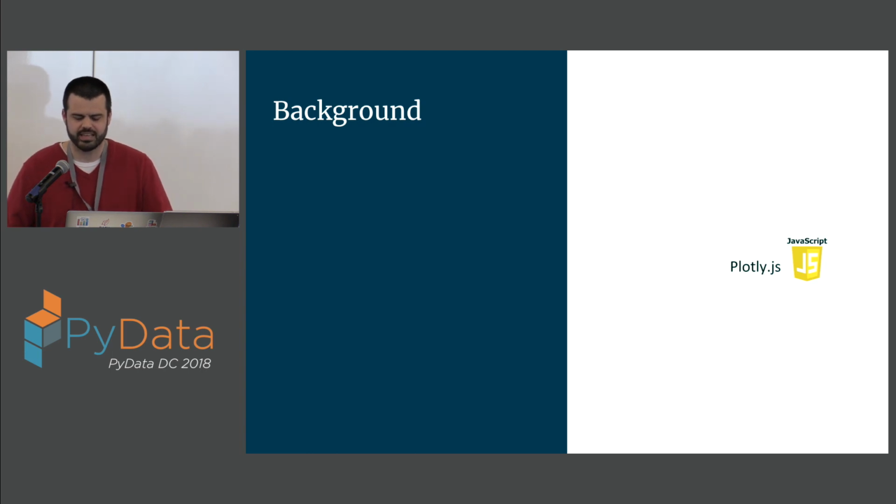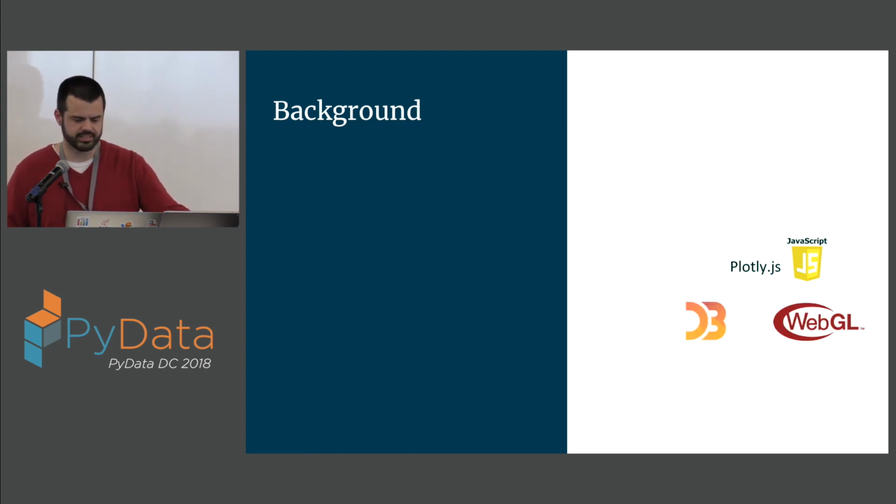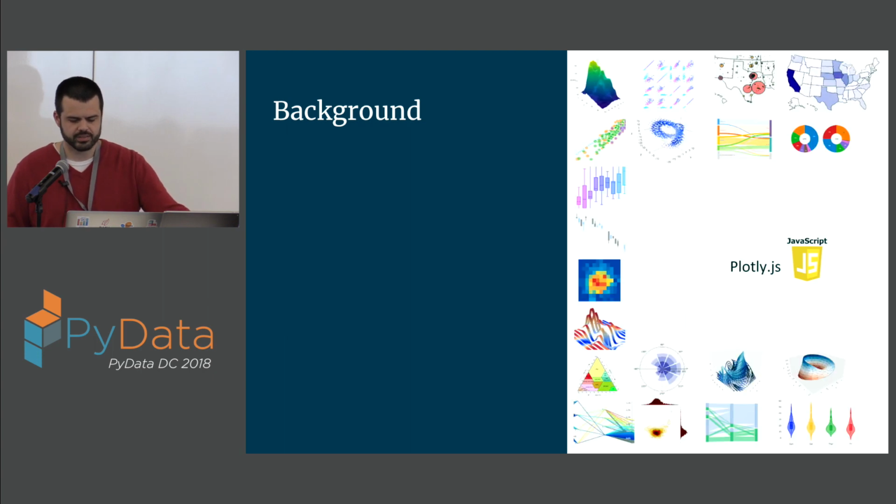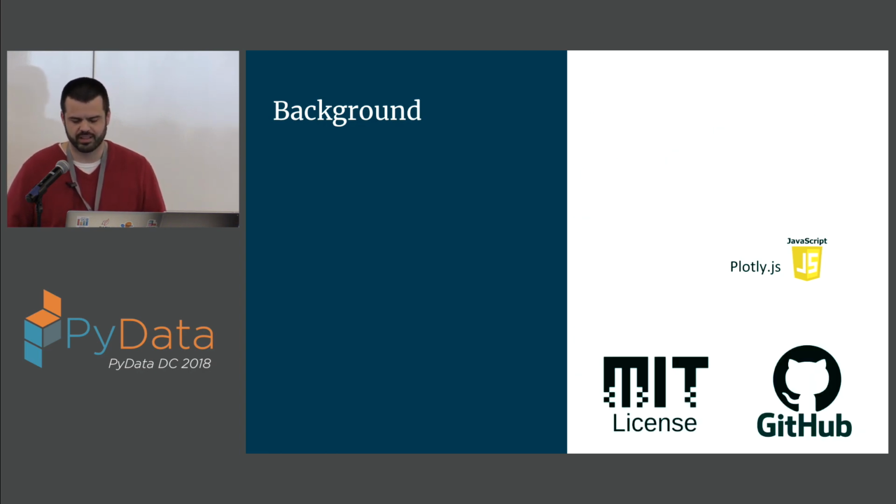So Plotly.js is a JavaScript data visualization library. It's based on D3 and WebGL, and it supports a really wide range of visualization types. It covers a lot of financial, statistical, geographic use cases, and even some advanced three-dimensional use cases. The library was initially developed by the company Plotly Technologies Incorporated. It was initially part of their commercial visualization products, but it was open sourced in 2015 under the MIT license, and it's been in active development on GitHub ever since.